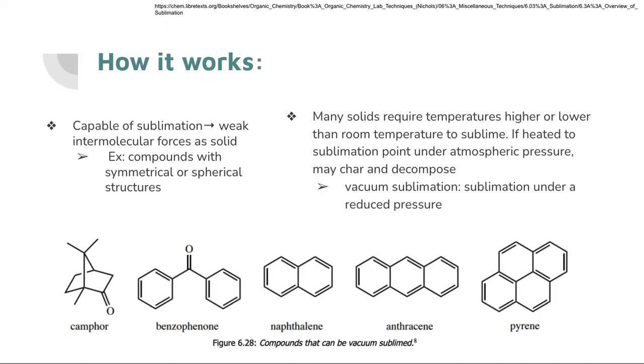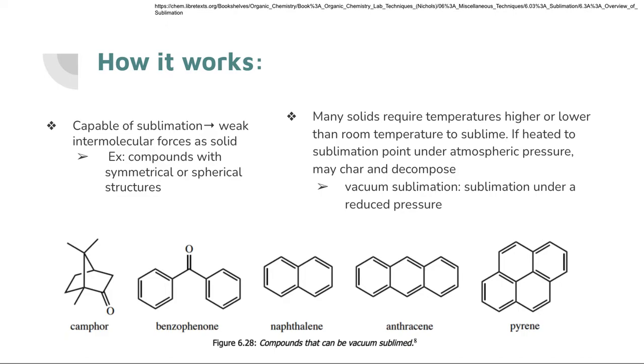So how it works. As stated on the last slide, sublimation is uncommon because it happens when the solid compound's vapor pressure equals its applied pressure. Compounds that are capable of sublimation tend to have weak intermolecular forces in the solid state, like compounds with symmetrical or spherical structures, like shown in figure 6.28.